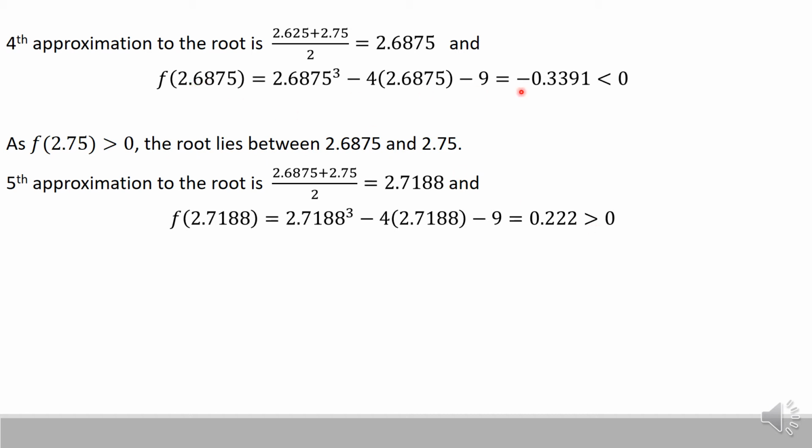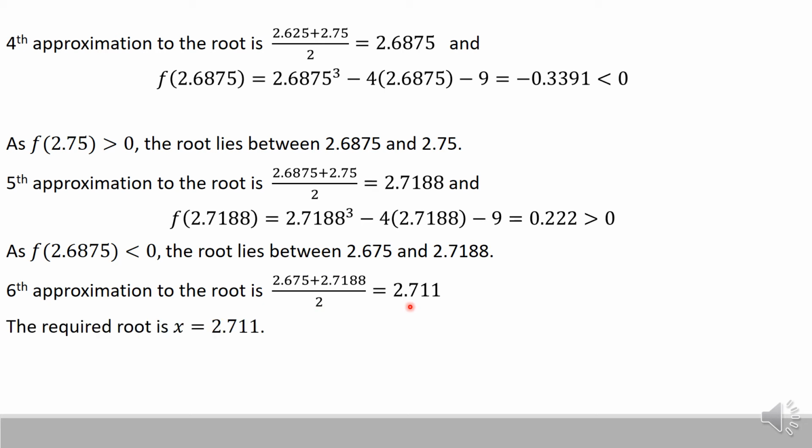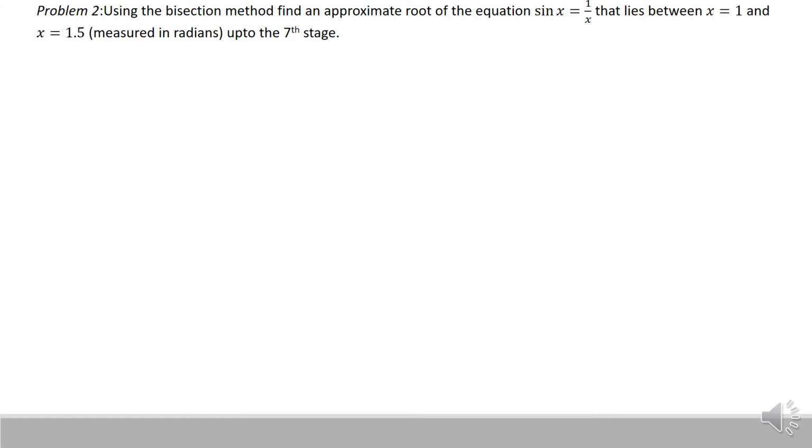This function value is greater than 0. See that function value at 2.6875 is less than 0. We conclude that the root must lie between these two values. Hence, the sixth approximation to the root is the average of these two values, which is equal to 2.711. We stop here and conclude that the required root is x is equal to 2.711.